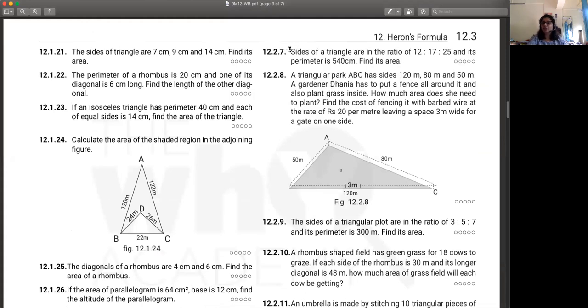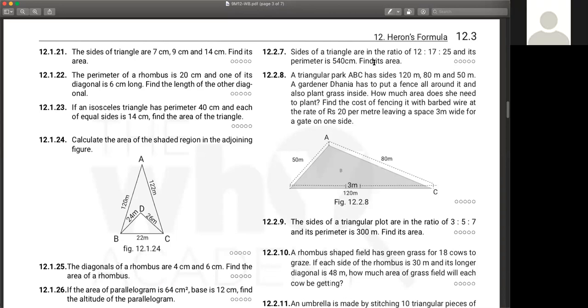Do 12.2.7. This is a good one. So here you're given the ratio of the sides. So the sides of a triangle are in the ratio 12:17:25 and its perimeter is 540 centimeter. Find its area.